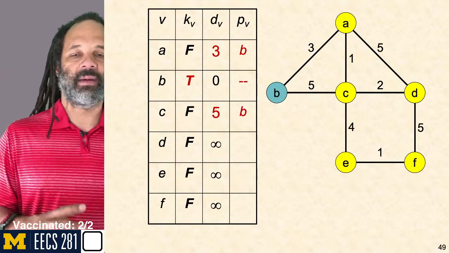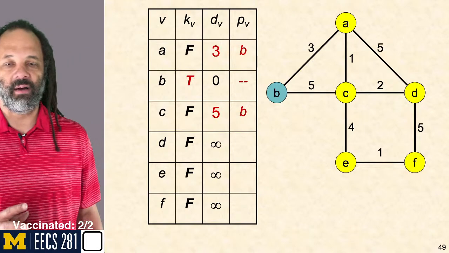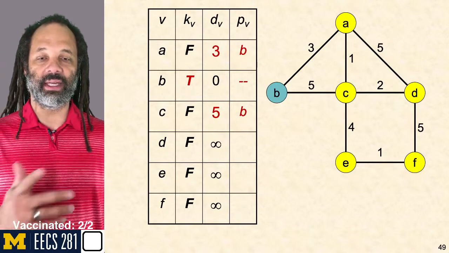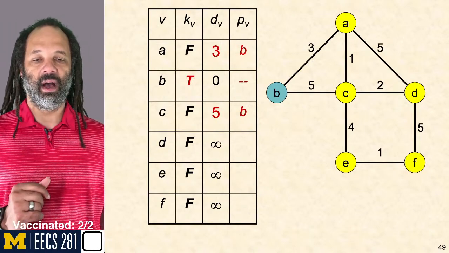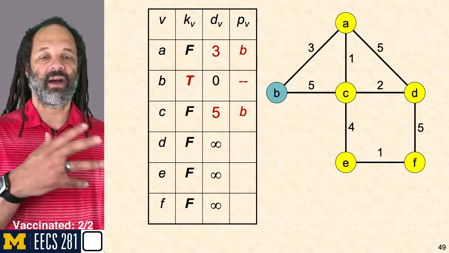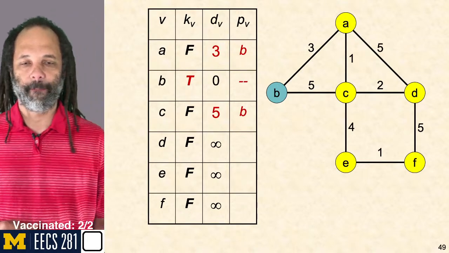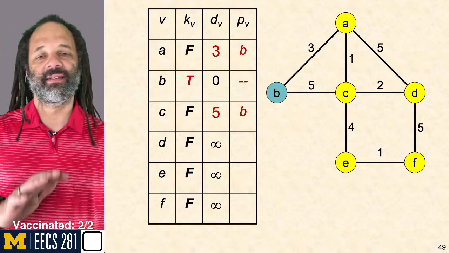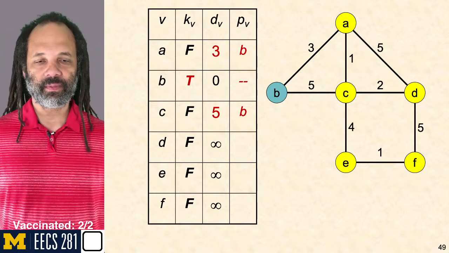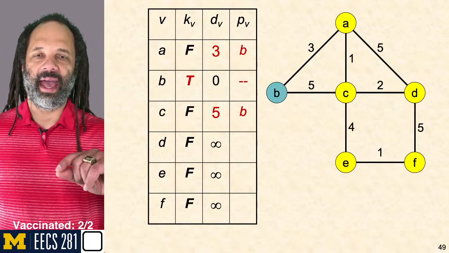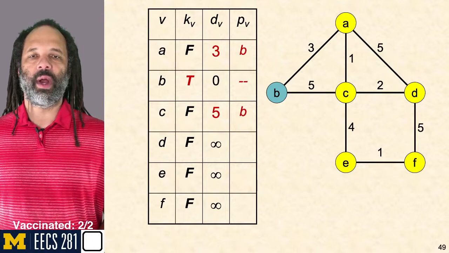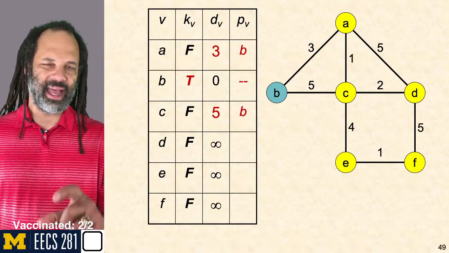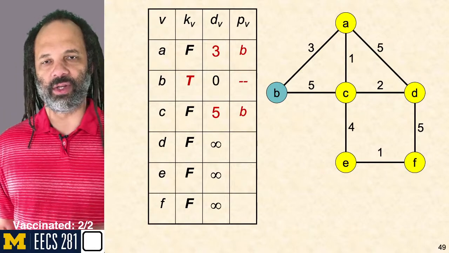We connect them, and we say that the parent of A for this 3 is through B, the parent of C for 5 also through B. So far, it's identical to Prim's. After this first step, though, is where it changes just a little bit. And it actually changes a little bit in the first step, we just couldn't see it.